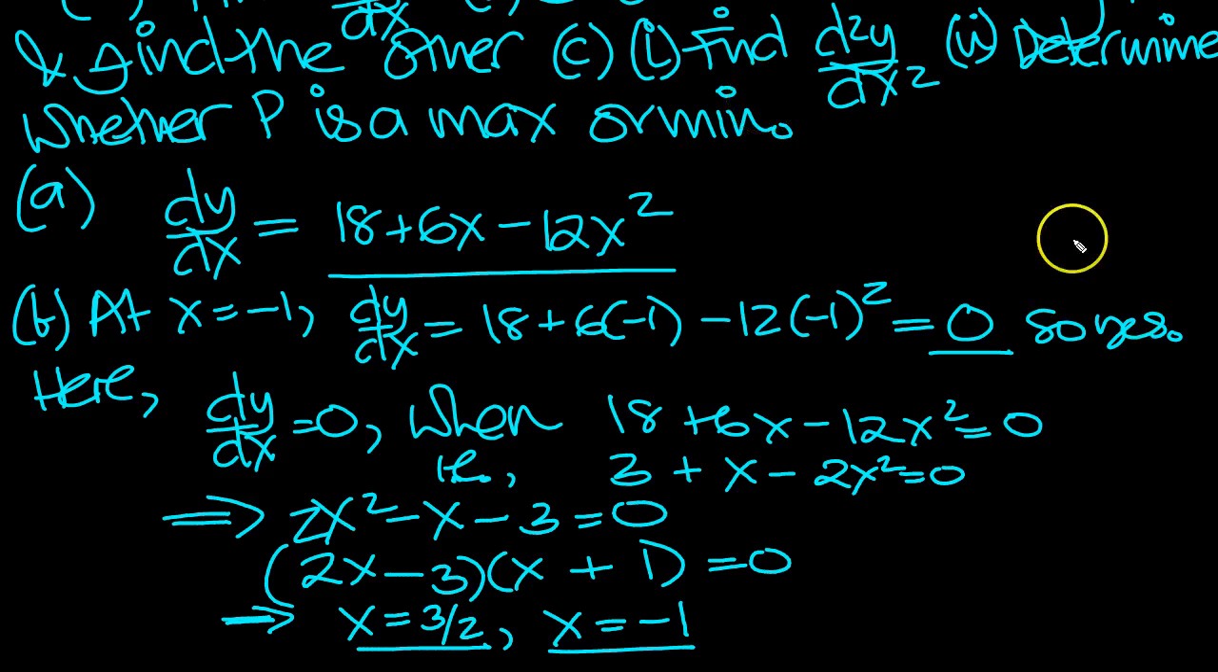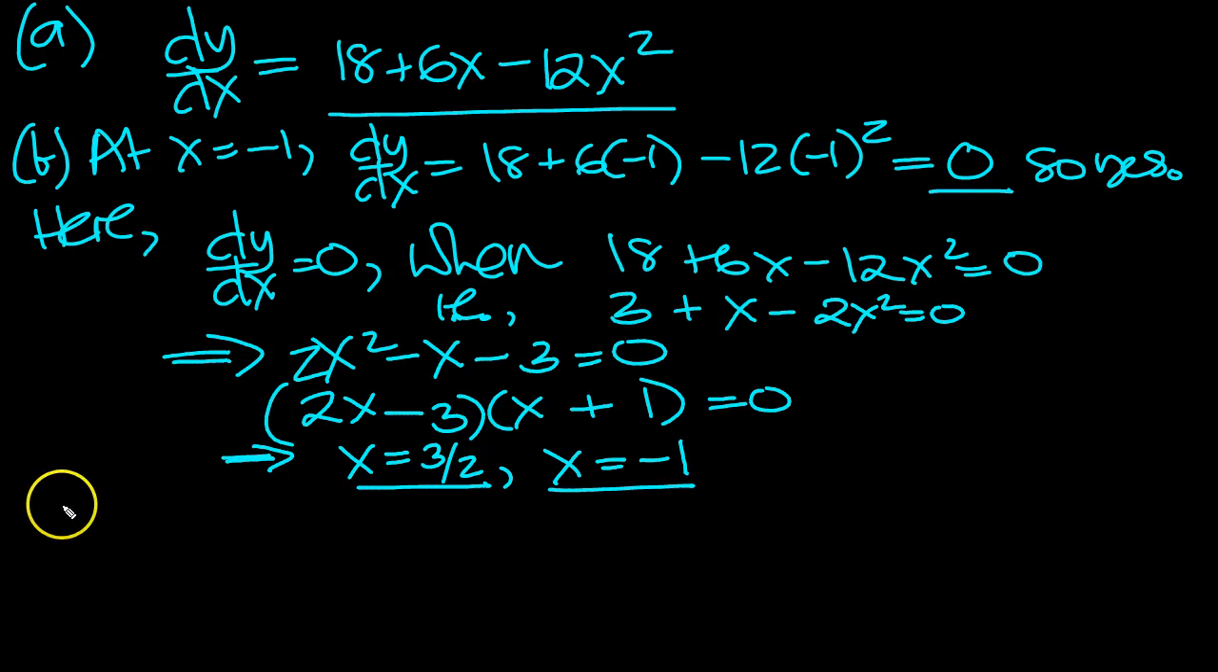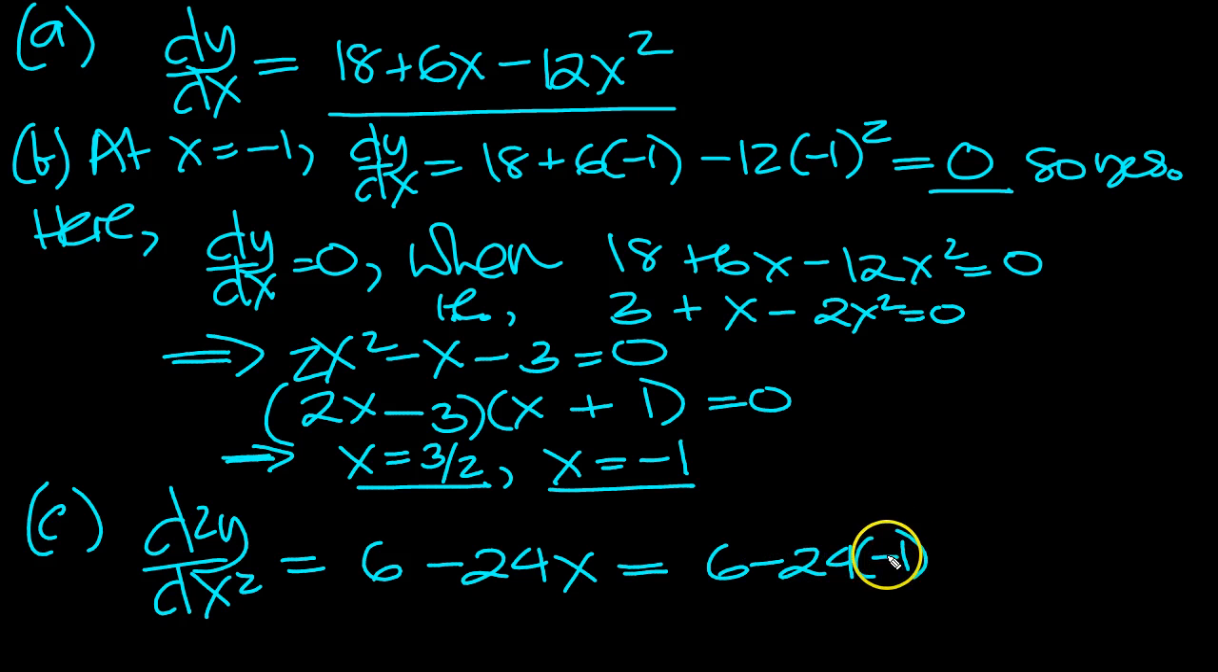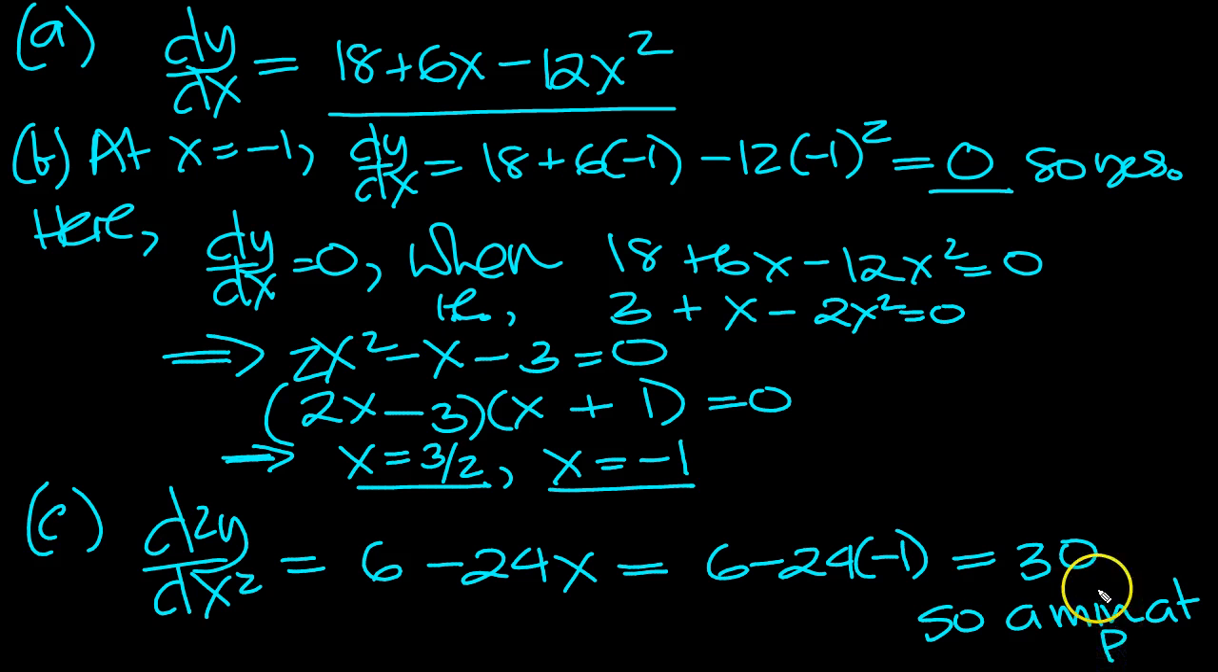Find d2y/dx squared and determine whether P is a max or min. So let's get the second derivative now. d2y/dx squared: differentiate dy/dx. Constant goes to 0. x goes to 1, and there's 6 of those. 6 ones are 6. The 2 comes down to make -24 x to the 1, which equals 6 minus 24 times -1 when you input the x value at P, which is -1. That equals 30, which is positive, so a min at P, a minimum.